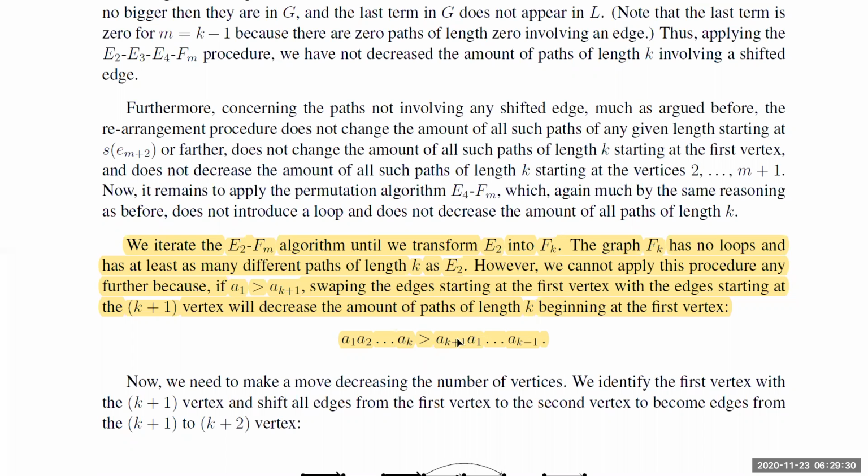Yes, fine. But you know that by construction AK is greater than or equal to A1, because up to AK this is a non-decreasing sequence of numbers. So AK is greater than or equal to A1, and A1 is strictly bigger than AK plus 1. So it means that AK is strictly bigger than AK plus 1, and that's this inequality that we have here. Multiply it by 2 identical positive numbers, and this is the equality.